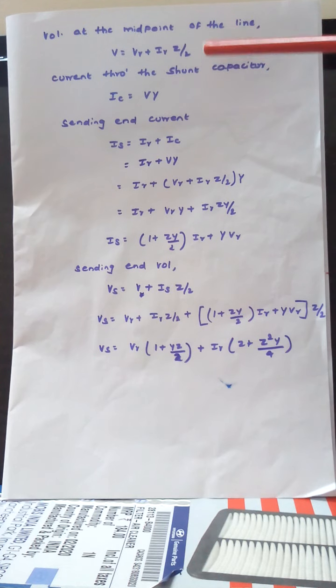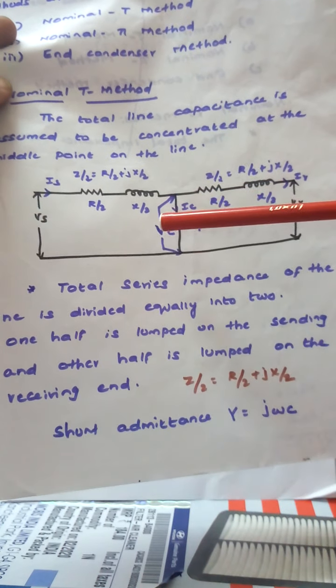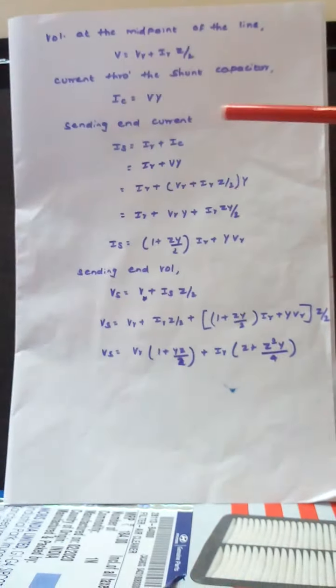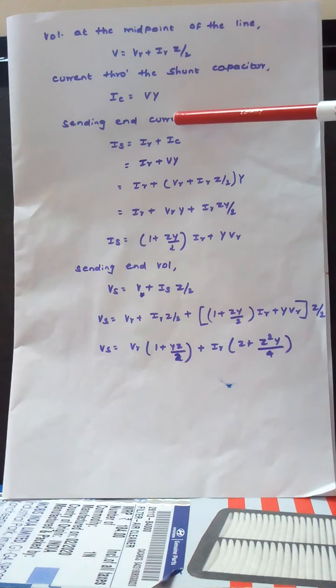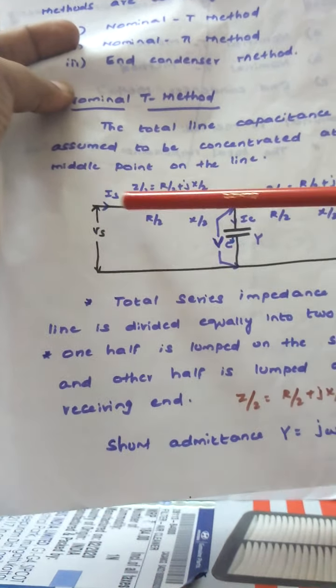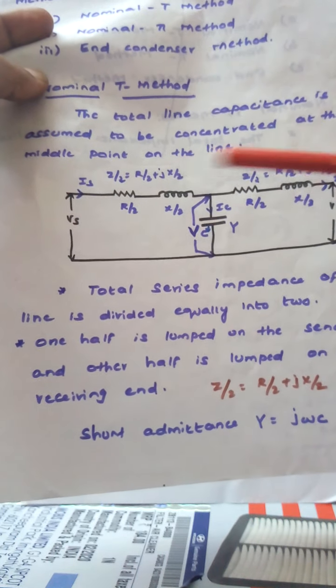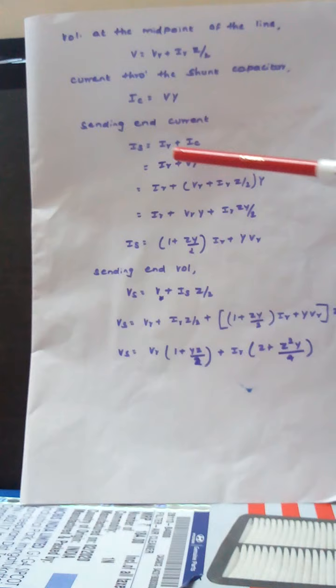Next we have to find the current through the shunt capacitor. That is IC equal to V into Y. So IC equal to V into Y. Next we have to find out the sending end current. The sending end current IS will be split into two, that is IC plus IR, correct? So IS will be equal to IC plus IR.